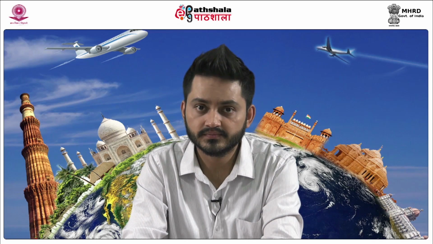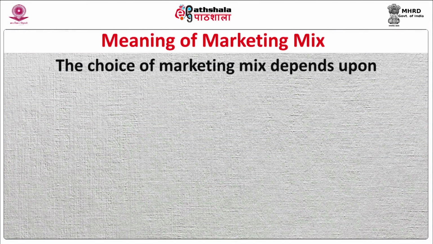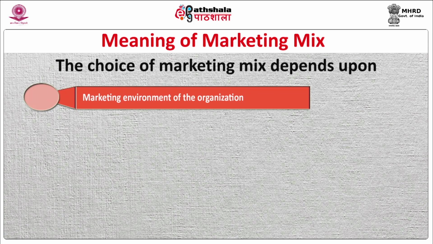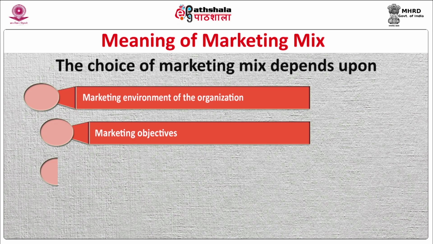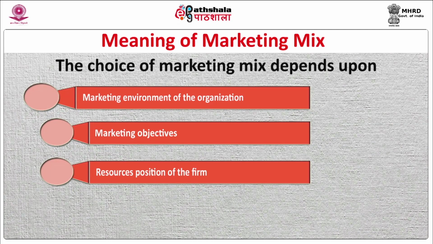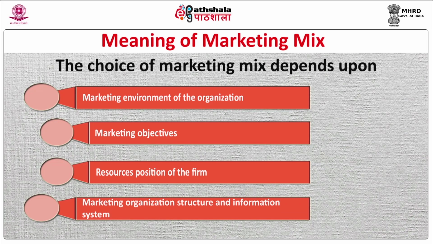In the words of Prasanna Kumar, the marketing mix is a term used to describe the combination of tactics used by a business to achieve its objectives by marketing its products or services effectively to a particular target group. The choice of marketing mix depends upon A. Marketing environment of the organization, B. Marketing objectives, C. Resource position of the firm, D. Marketing organization structure and information system.